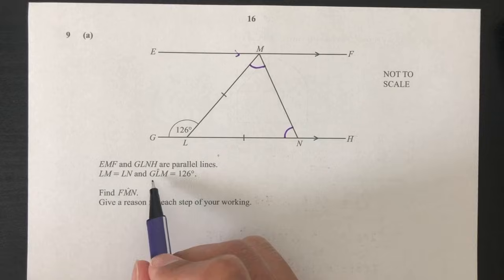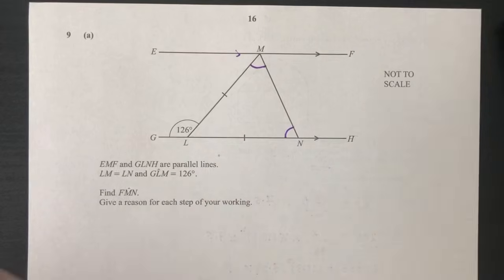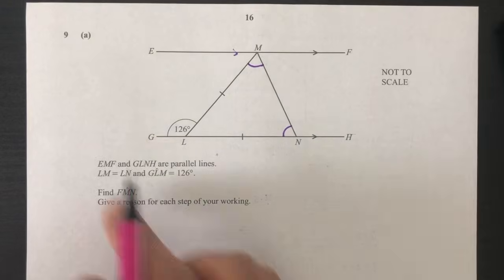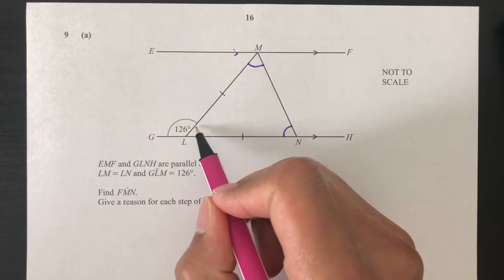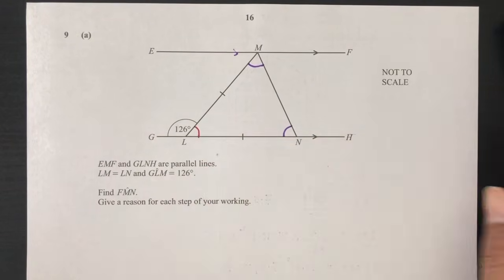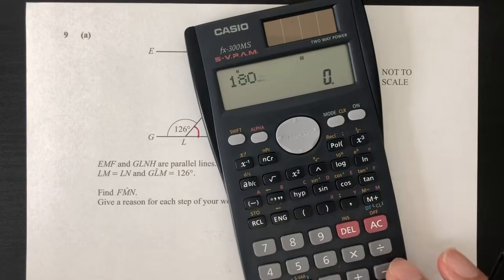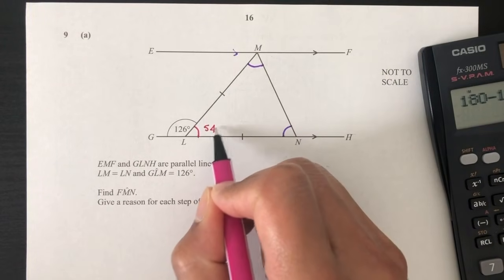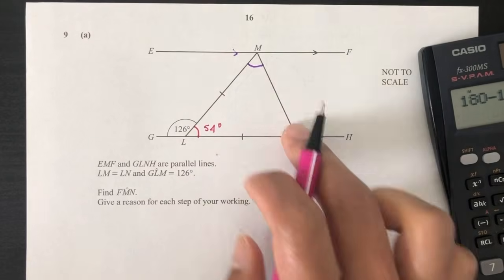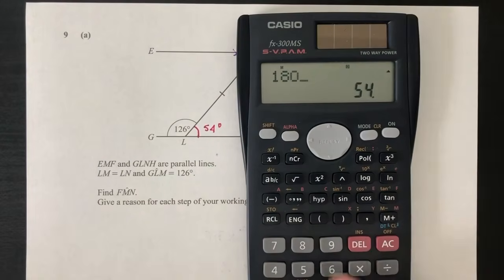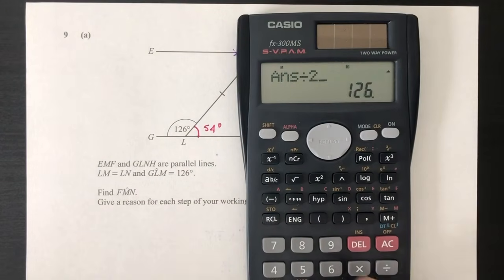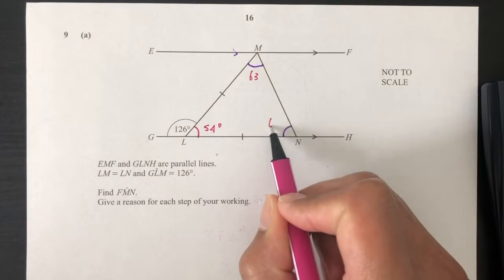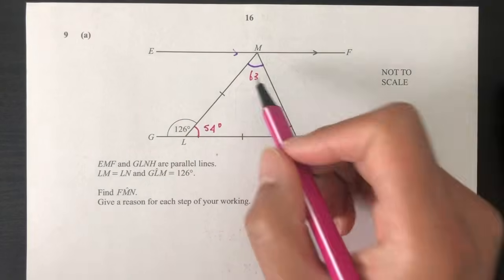Now it says angle GLM is 126. What can we derive from this information? As you know, this is a straight line, so this will be 180 minus 126, which is 54. What are these two? They will be the remaining, so 180 minus 54 divided by 2. That will be 63 and 63 for the angles.